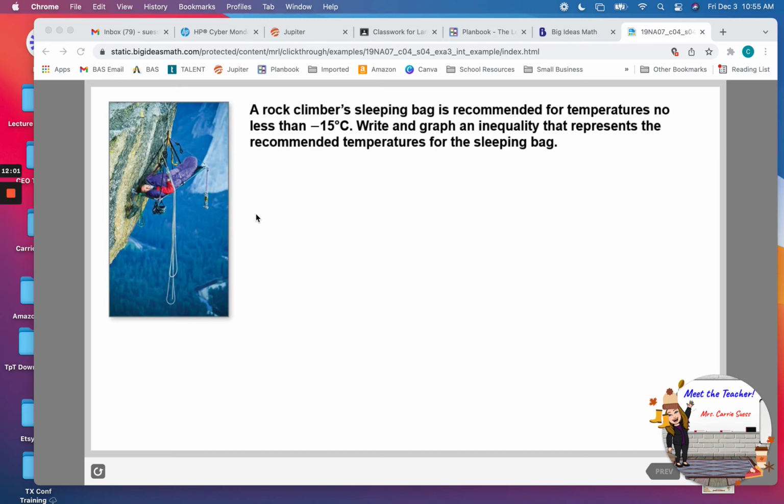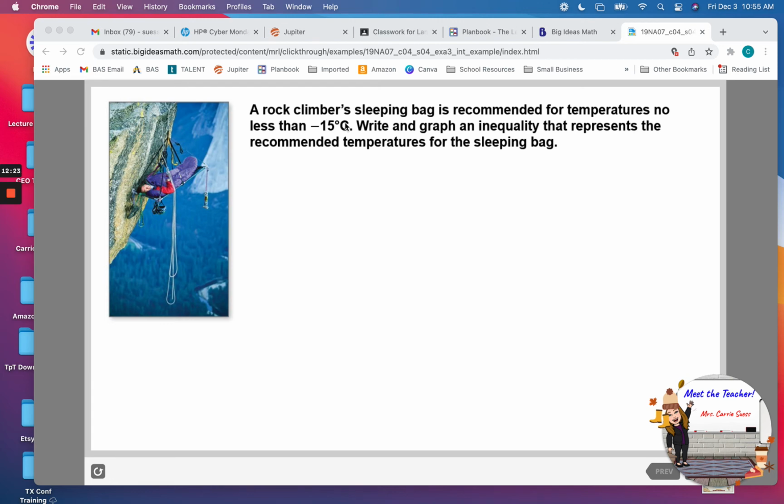Example 3. All right, so we have a rock climber. If you can see the picture, he's sleeping. That's terrifying. This is legit how rock climbers sleep on the side of a mountain. He's strapped in. They strap themselves. Yeah. Nope. Thanks. Anyhow, let's solve this.